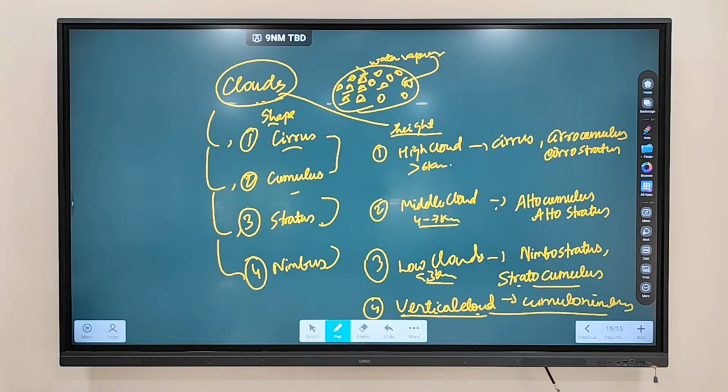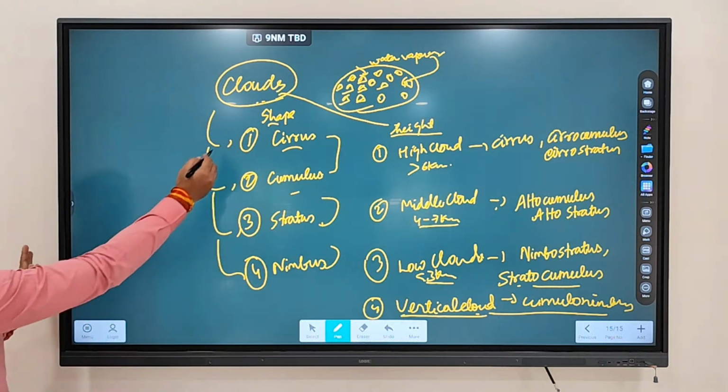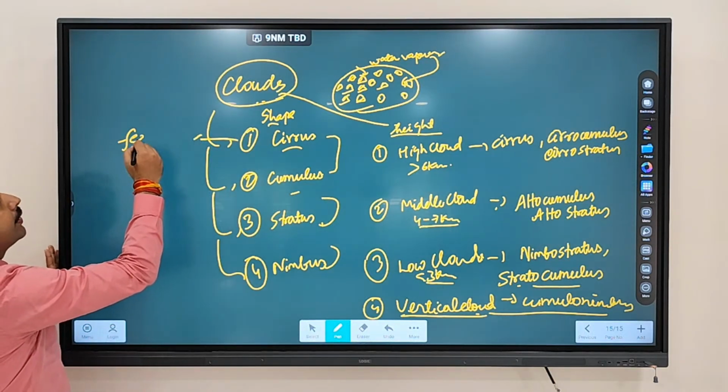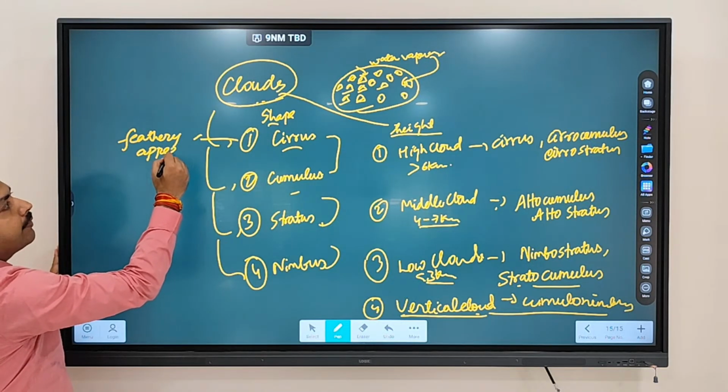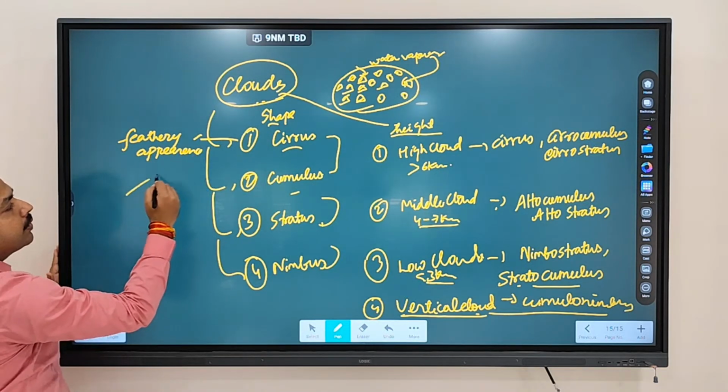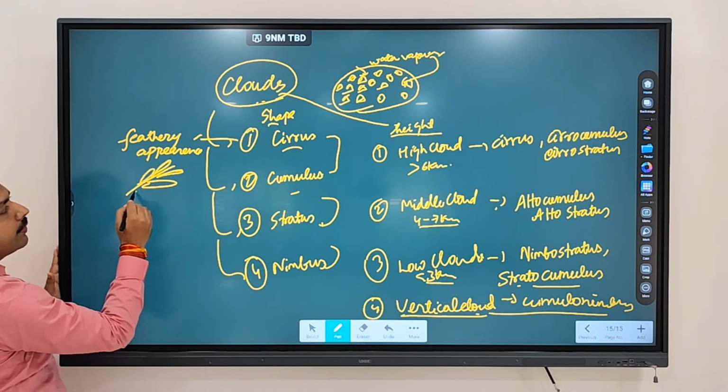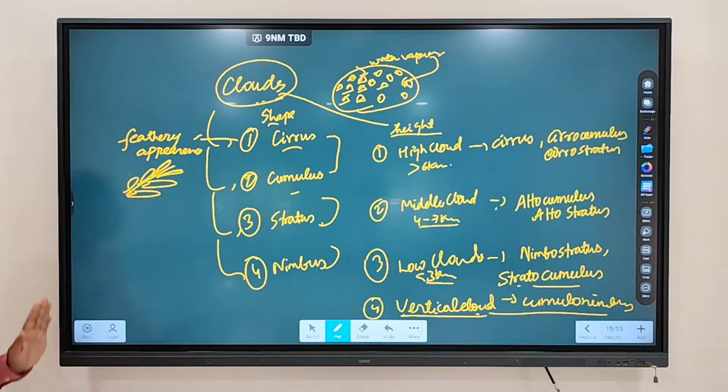So which type of clouds are cirrus clouds? We say cirrus clouds have a feathery appearance. Which type of shape do they have? Feathery appearance, like you'll see a feather. When a cloud has such a feathery appearance, it is going to be called a cirrus cloud.